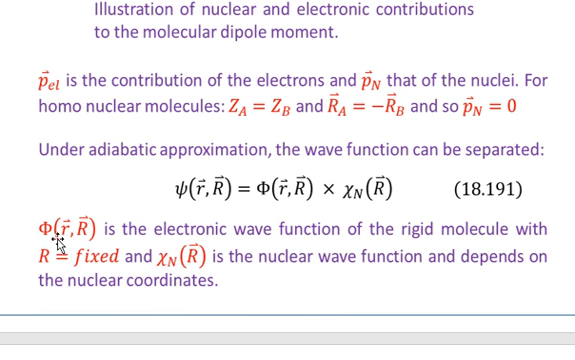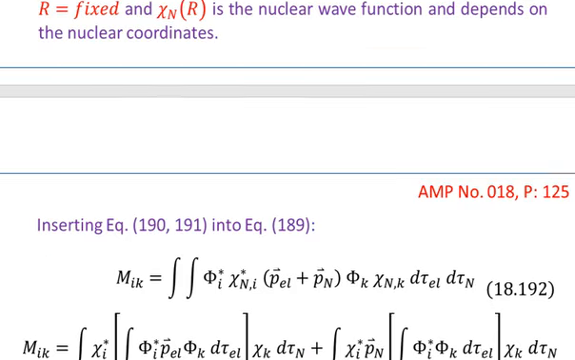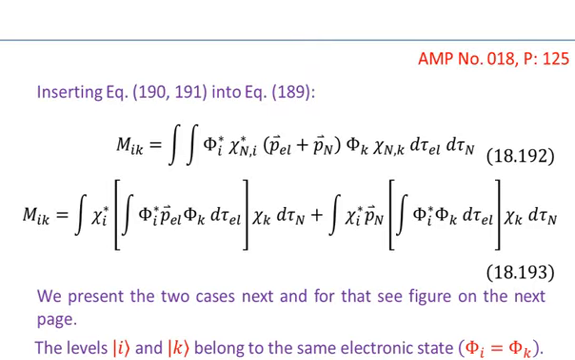Here I have defined capital phi of r comma R as the electronic wave function of the rigid molecule. That is, the distance between the two nuclei is fixed with R fixed, and chi n as a function of R is the nuclear wave function and depends on the nuclear coordinates. So now we have the molecular wave function specified as the product of two wave functions, the electronic wave function phi and the nuclear wave function chi, under the adiabatic approximation.